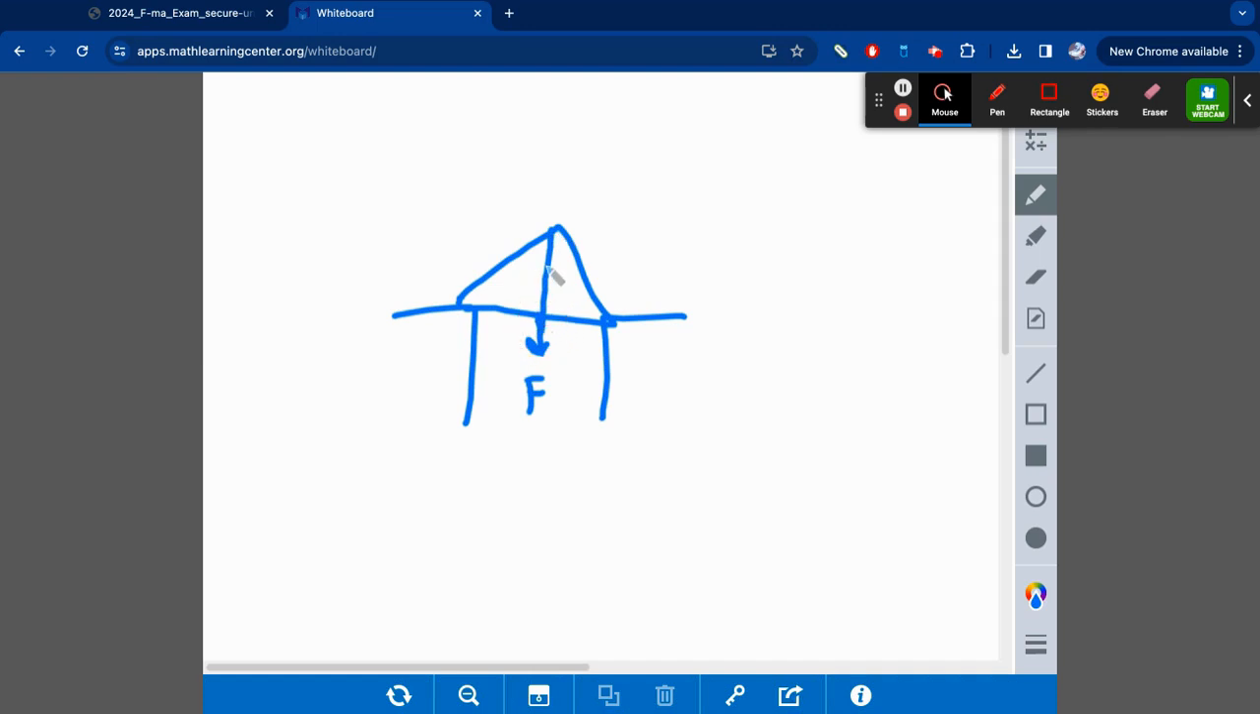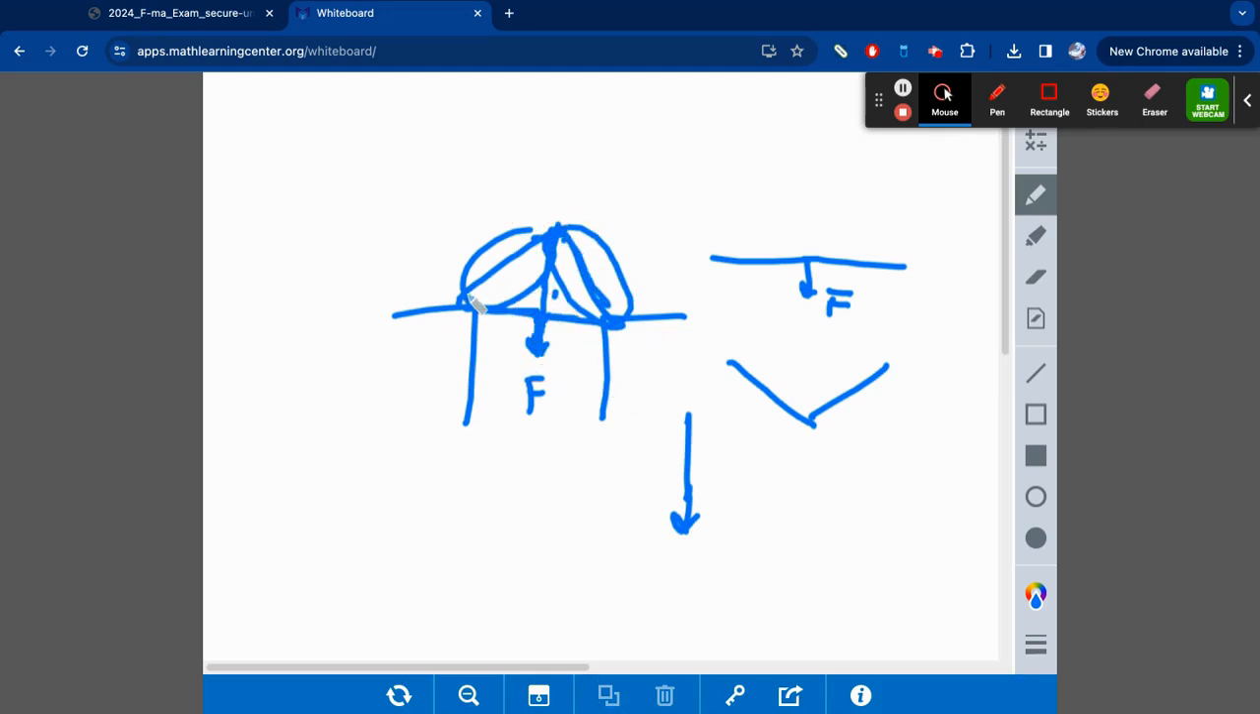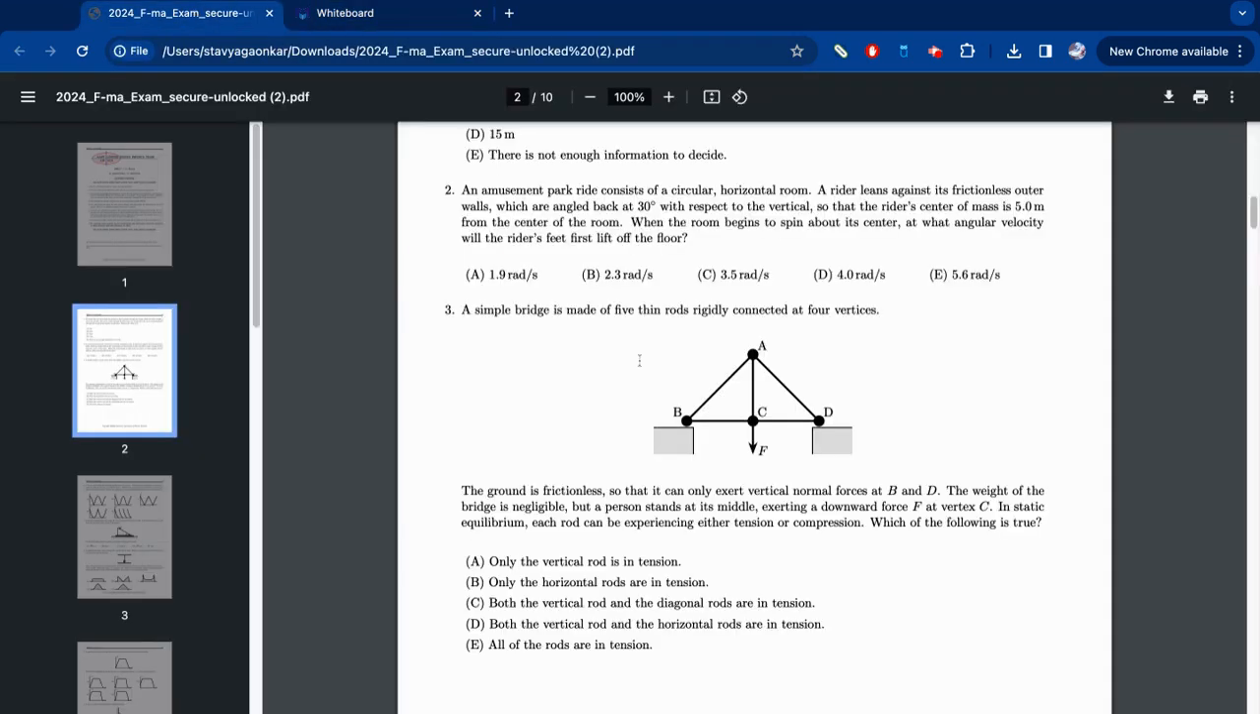Okay, so we know that if you pull downward here, intuitively, these two rods are going to be stretched, right? Because they're going to go from this to this. And the vertical rod is also going to be stretched, right? Because we're pulling down on it directly. But the diagonal rods are going to be unaffected by this force here. They're just going to remain in the same position. It's just these rods that are going to be stretched. So our answer should be that these two rods and the vertical rod are stretched, which would be D.